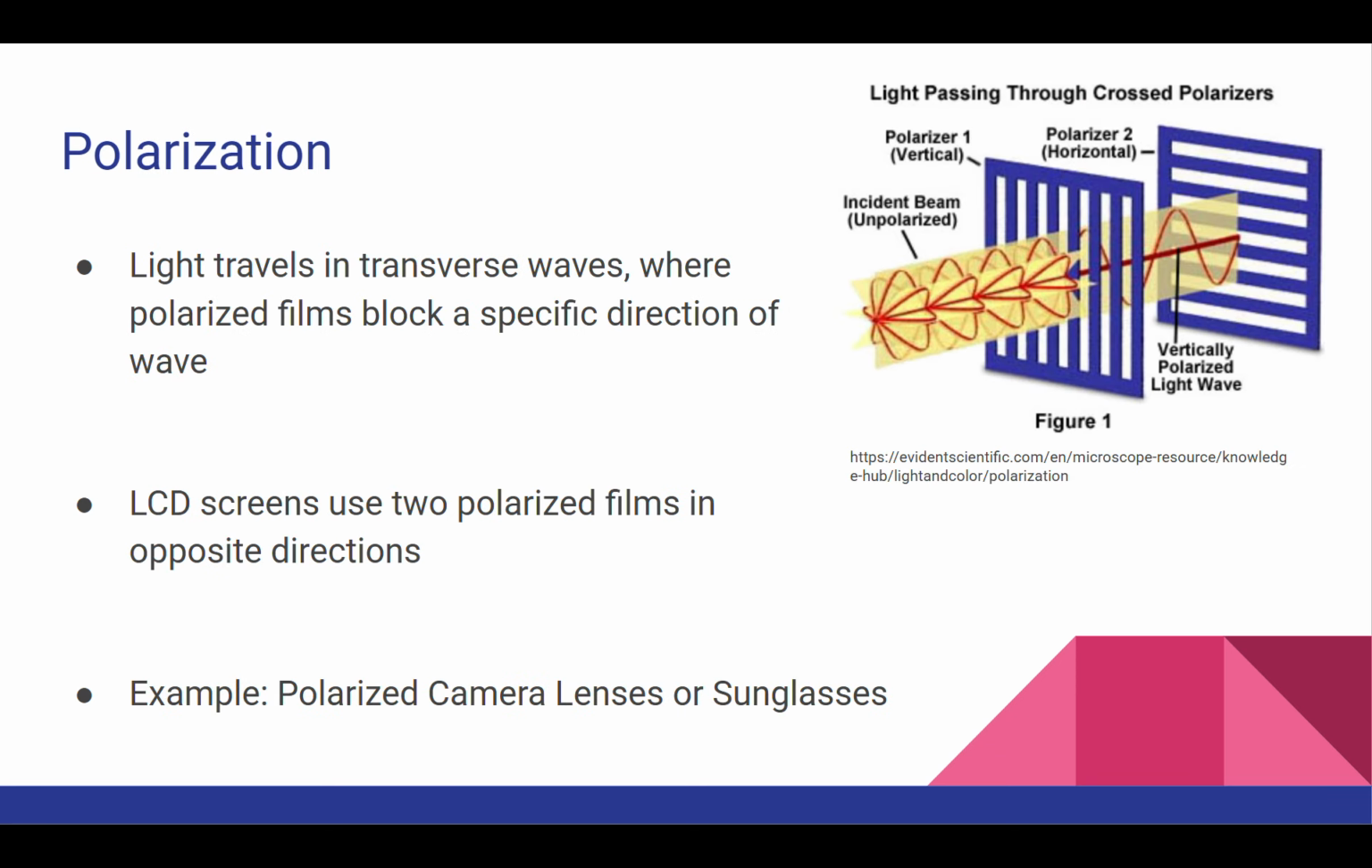The main principle behind how LCDs work is polarization. Polarization is when light is blocked in a way that limits the wave to only one direction. This can be seen with the diagram on the top right, where light is being blocked so only the vertical wave can pass through. LCD screens make use of two polarized films set at 90-degree angles. As another example of polarization, it is also used with sunglasses or camera lenses in order to limit the negative effects of sunlight.